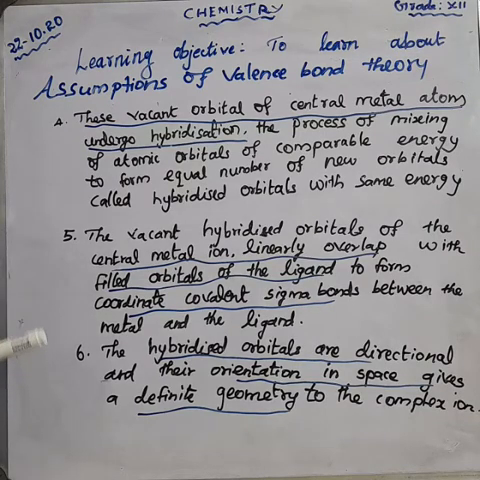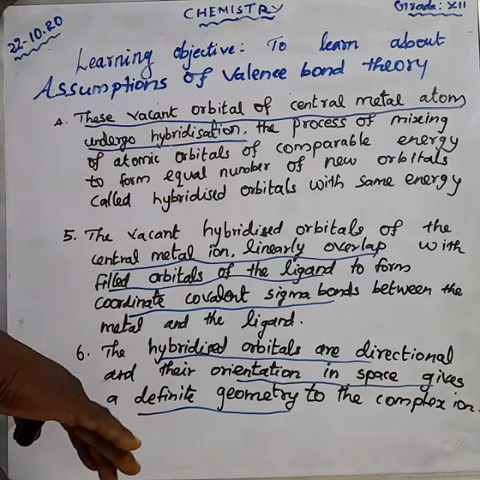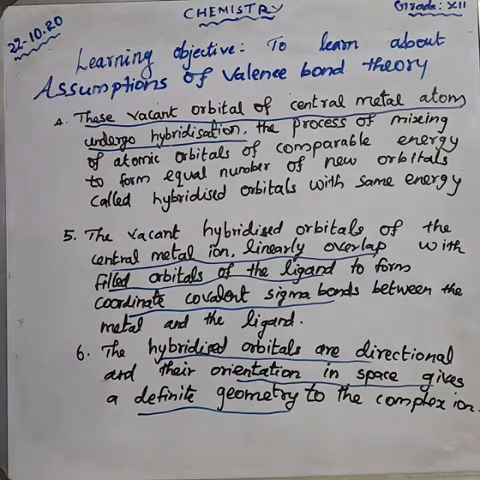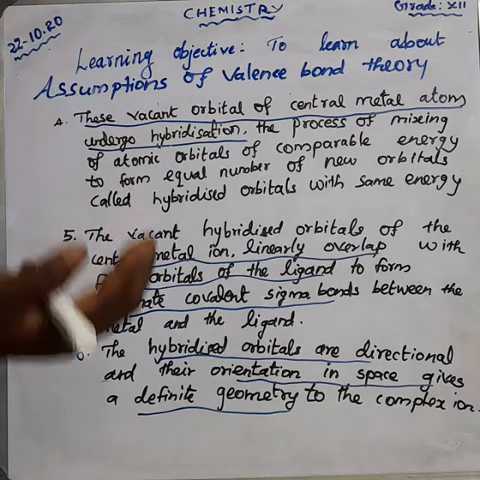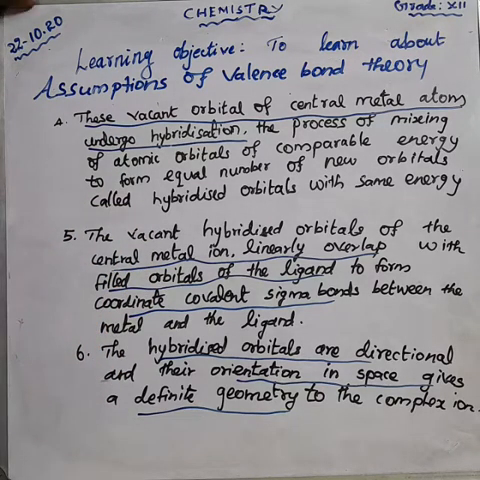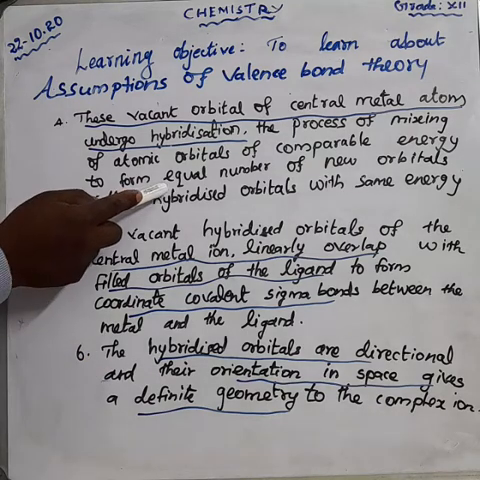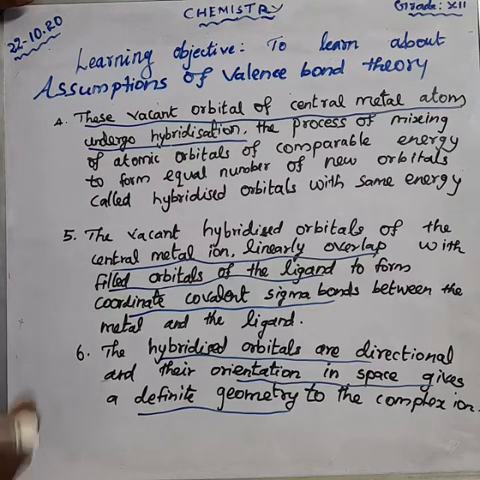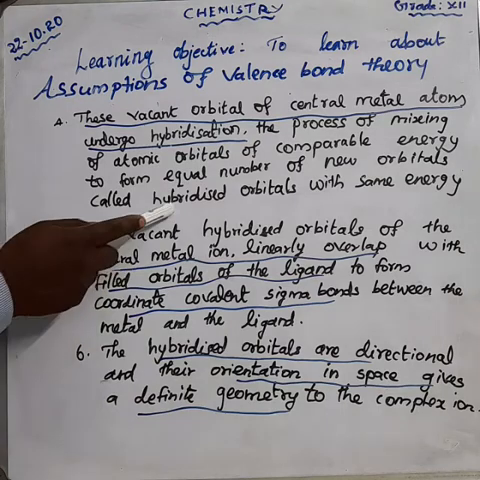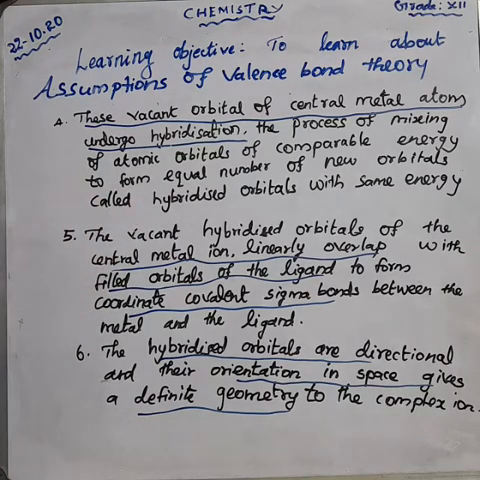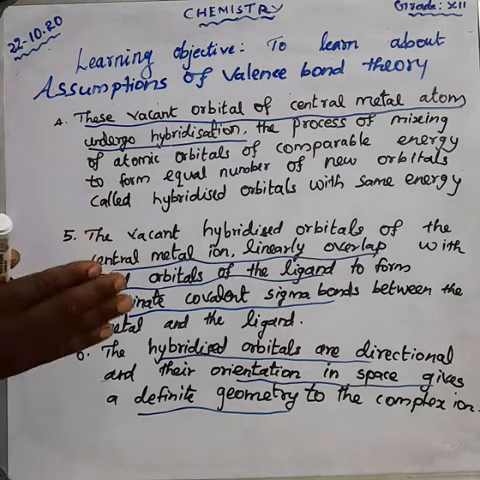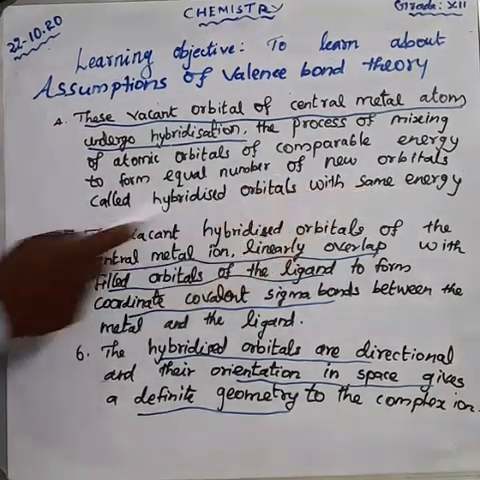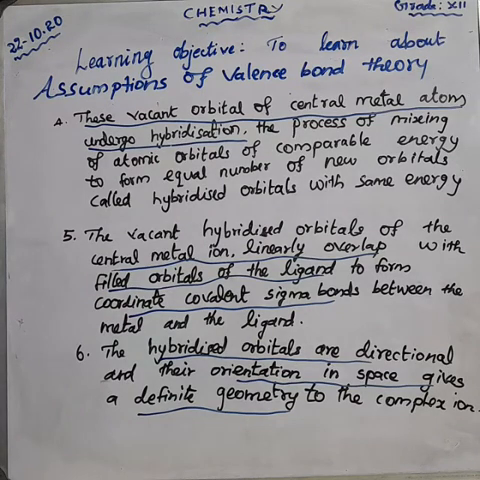Here we are going to learn the fourth point, hybridization. It is the process of intermixing of atomic orbitals of comparable energy. Each atomic orbital must have comparable energy, and they form an equal number of new orbitals. Those new orbitals are called hybridized orbitals, and they have the same energy. Next, the fifth point.